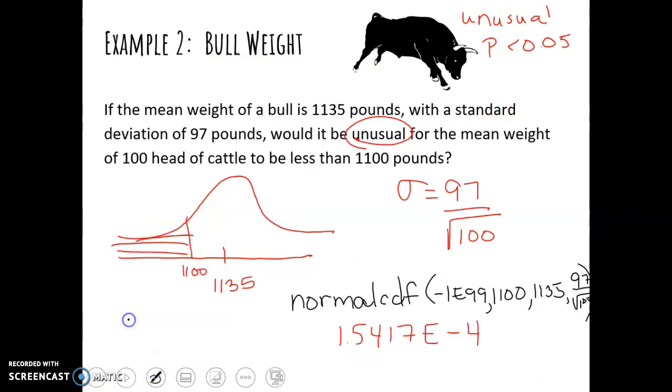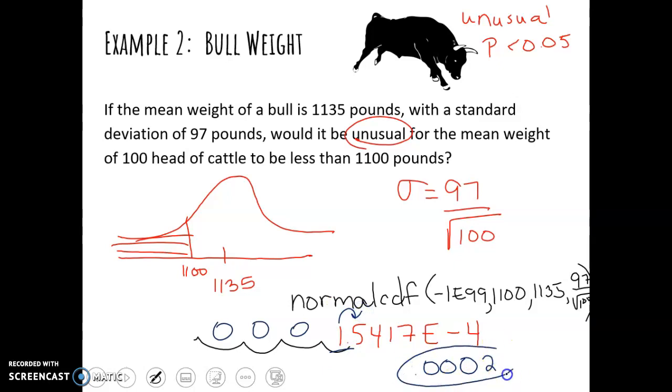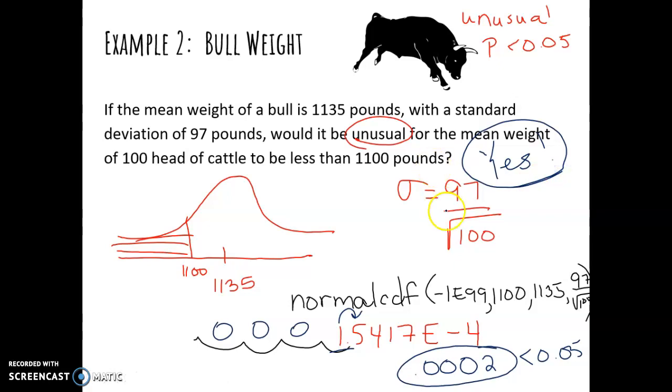So remember, this is in scientific notation. That means we're going to move the decimal back 4 places to the left. And everywhere there wasn't a number, we put 0. So our new number is 0.00015. But we want to round to 4 decimal places. The 1 looks at the 5, and the 5 tells the 1 to become a 2. So 0.0002. That is less than 0.05. So is it unusual? Yes, it is.